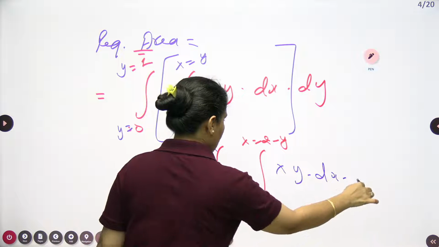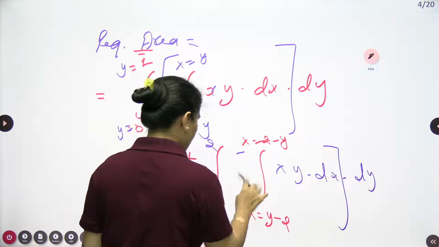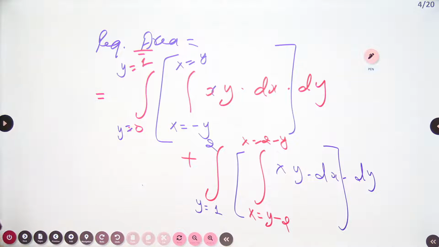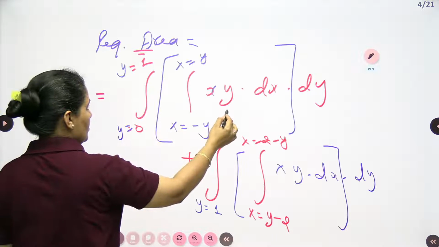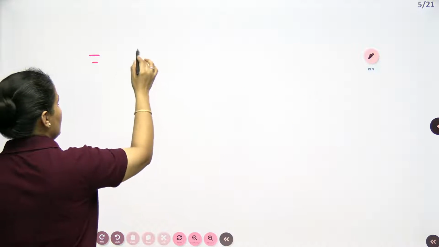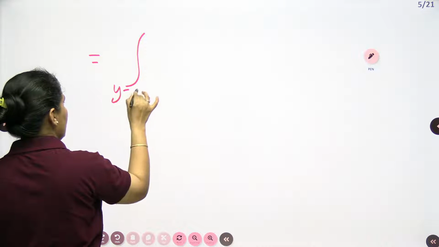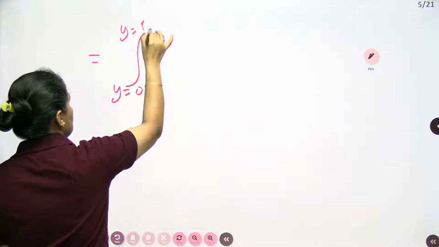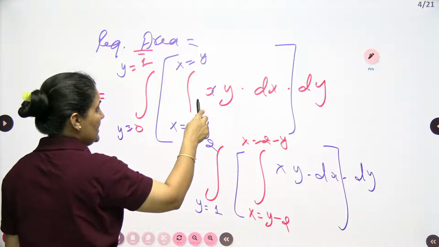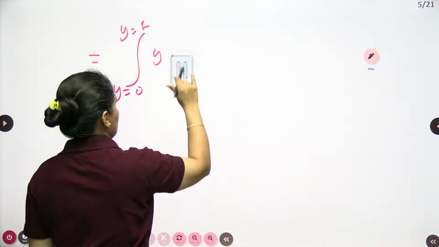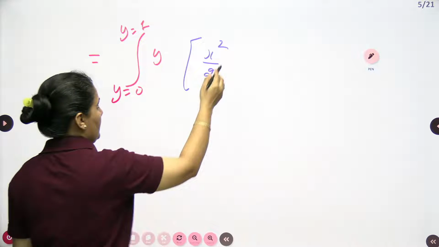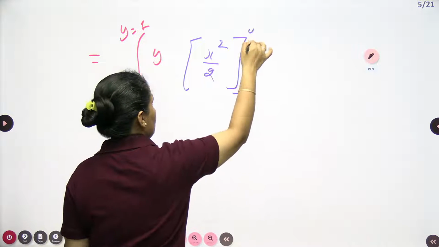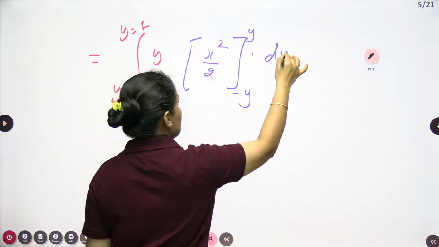And now this is again dx and dy. So parallel to the x-axis we will solve first, and then parallel to the y-axis, and we will get the result. This is 0. So when I solve this parallel to the x-axis, my result is, y stays as it is, y equals 0 to 1. Dear students, y we can write outside. When I go with this one, this will be x square by 2, with the limit minus y to y, and this is dy.